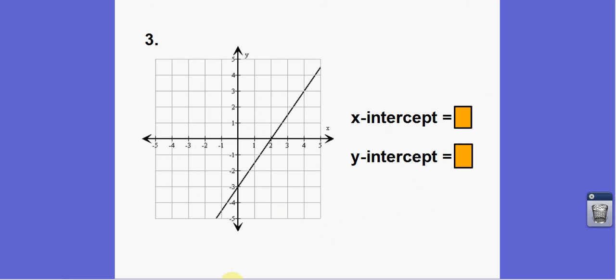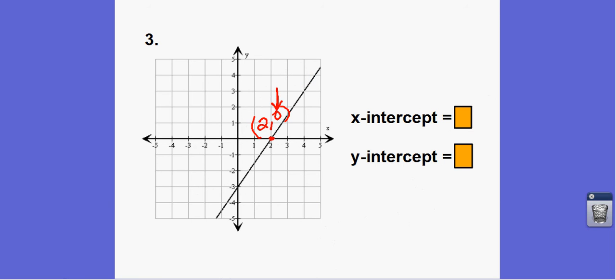And what I want to do here is write the ordered pair for the x-intercept. The ordered pair is 2, 0. And what I want you to notice is that when we're finding the x-intercept, the y-coordinate is going to be 0. It's always going to be 0 because it's going to be where the line crosses the x-axis. So y has to be 0.